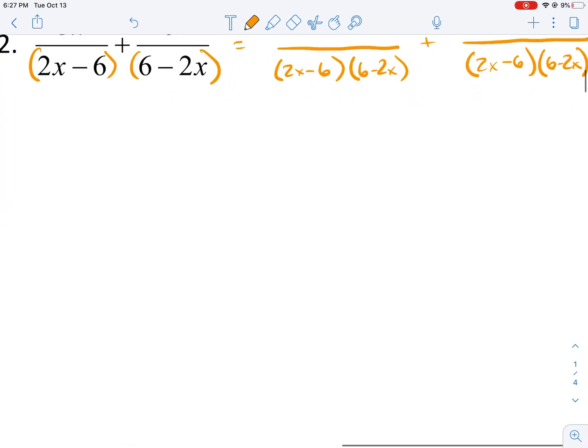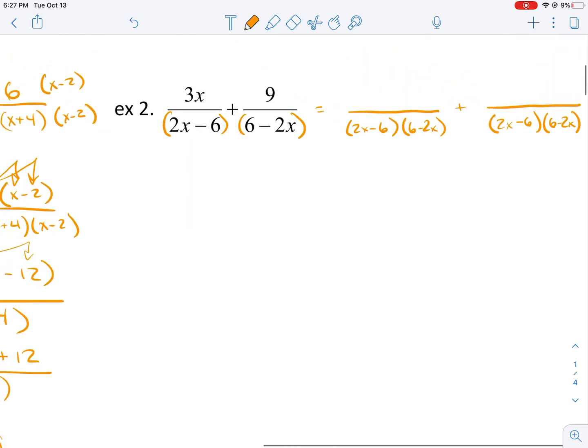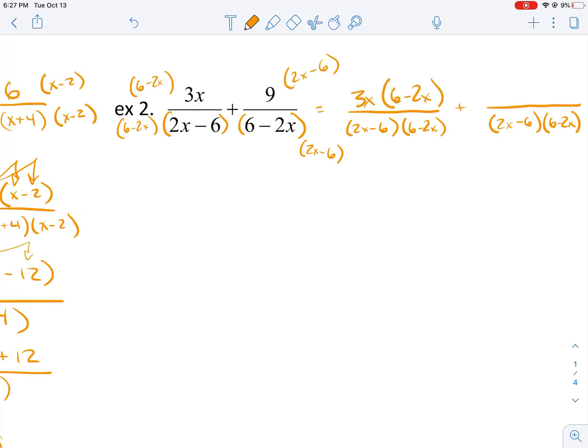Now, let's figure out what I need to multiply over here. Over here, I multiplied by a 6 minus 2x. So I'm going to multiply over here 6 minus 2x. Over here, I'm going to multiply by a 2x minus 6. So now I have 3x times 6 minus 2x. Over on this side, I have 9 times 2x minus 6. Rocking and rolling.